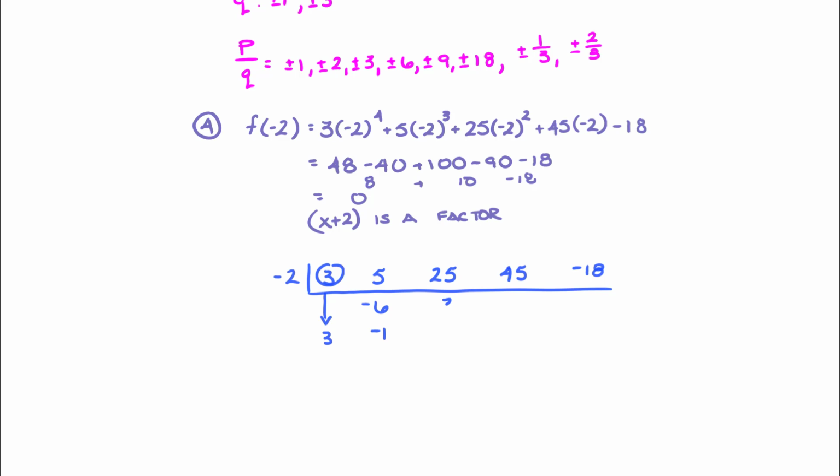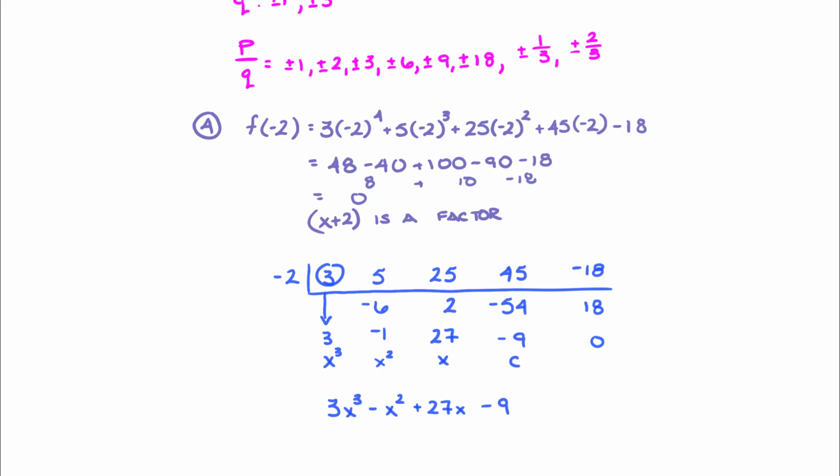Negative 2 times negative 1 is positive 2. And I wrote down 3. Add those together to get 27. Negative 2 times 27 is negative 54. When I add these together, I get negative 9. Negative 2 times negative 9 is positive 18. This does end up being 0. And because this is the depressed equation, we started out at degree 4, so now we're at degree 3. There's our constant. So we're now looking at 3x cubed minus x squared plus 27x minus 9.